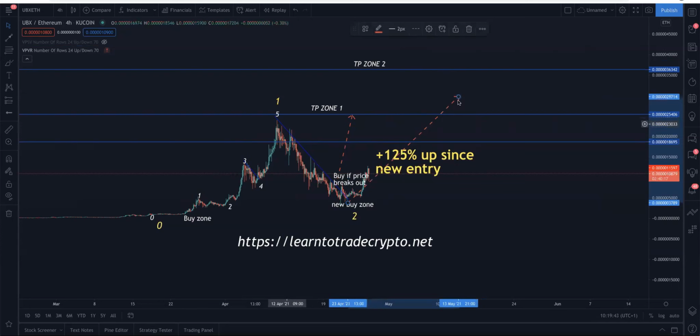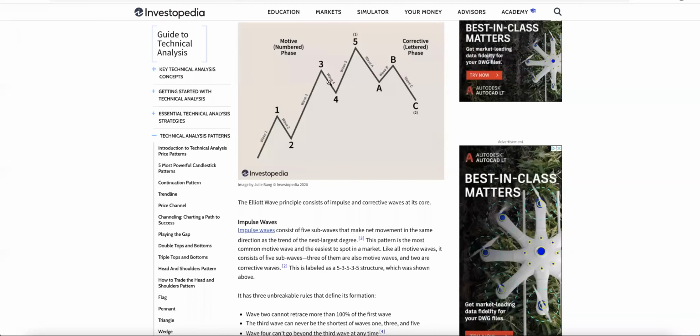Then you can project wave 4 and then wave 5. Wave 4 is going to be a correction, just like you have wave 2 in this place here. Wave 4 is going to be a correction, and then wave 5. When you get to wave 5, you should be thinking about selling and taking profits, and then looking to buy at the end of the correction, which you can actually try to predict using Fibonacci retracement.